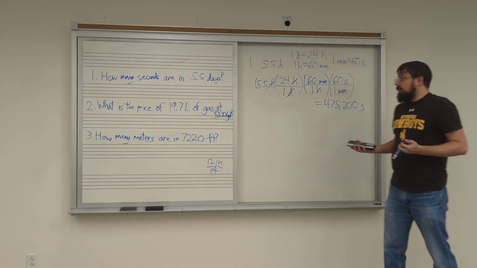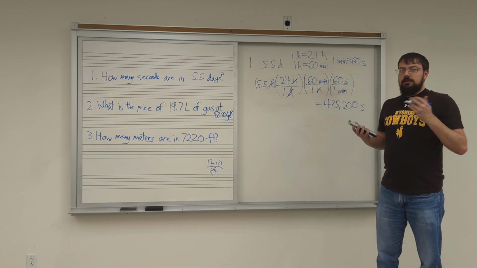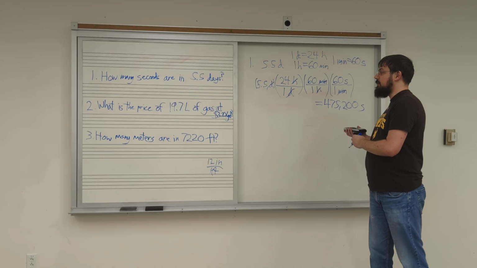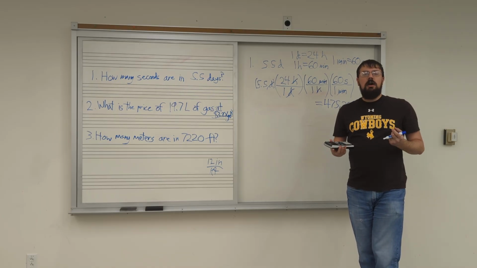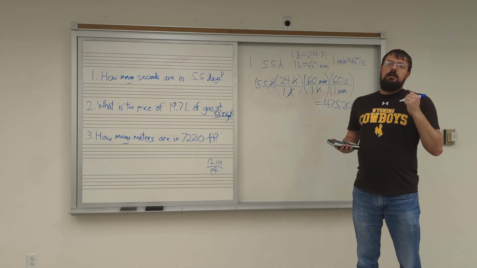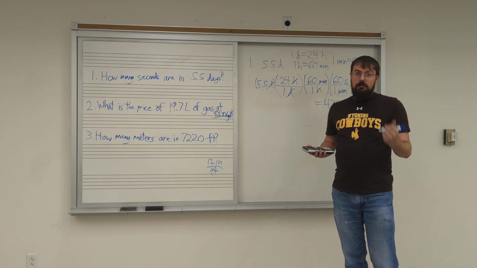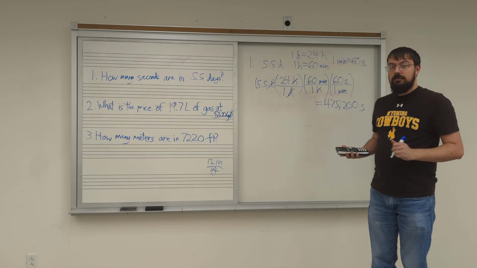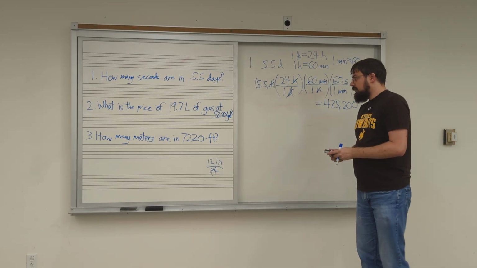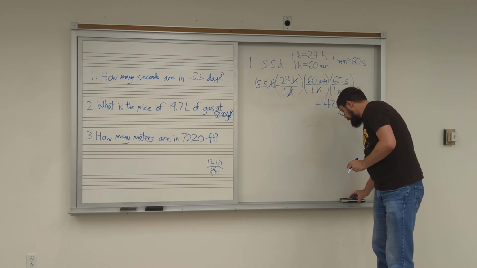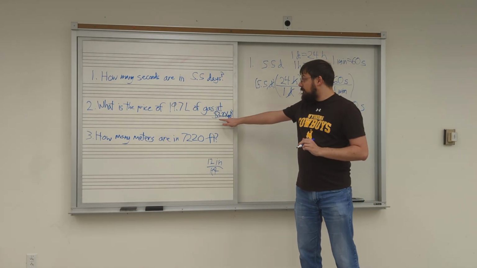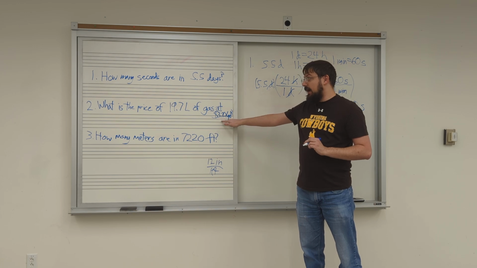So in this example, we are dealing with all units that are more or less in the same system with time. We don't really have to deal with the issue of converting between, say, metric and imperial units. These next two examples that we look at, we will deal with converting between metric and imperial units. So, second example, what is the price of 19.7 liters of gas? And we have our price here of $3.20 per gallon.